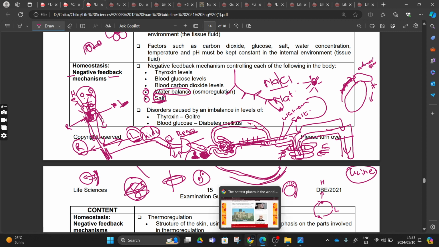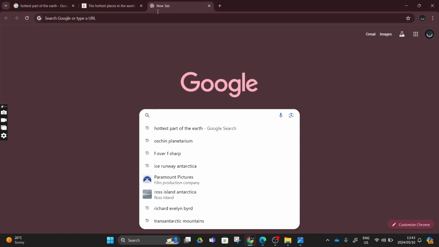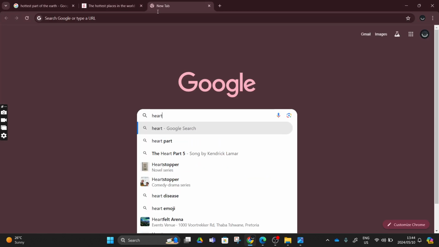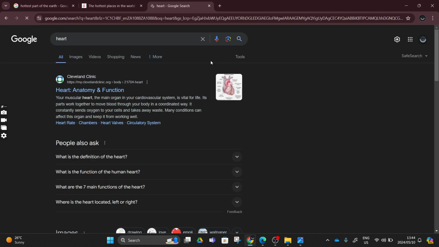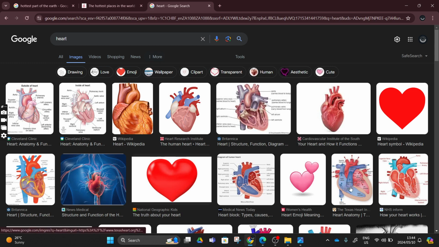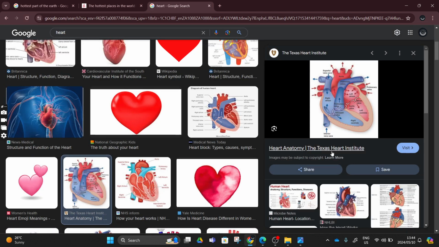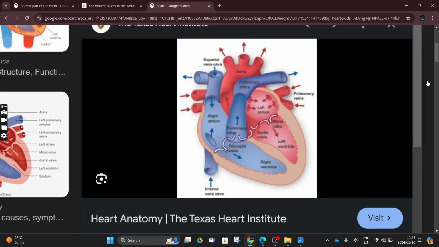Where's the structure of the heart? Let me Google the structure of the heart, right? Heart images. Okay, this will be your heart, right? And then you can see this is the reference if you want to Google the Texas Heart Institute, but anyhow we can choose any. We just came across this, and then let me zoom it for you.